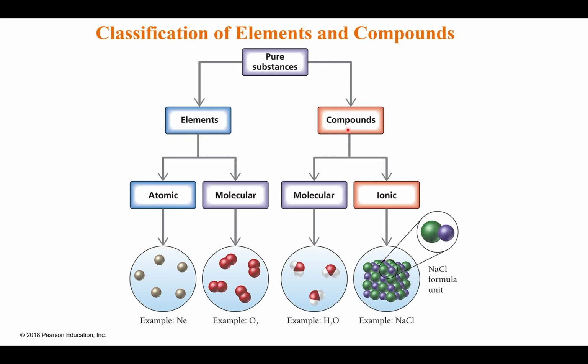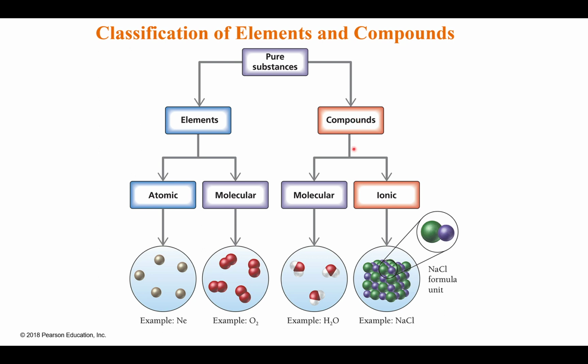Now, if the element is made out of only a single atom in nature as its basic unit, then we call it atomic. For example, neon exists in nature as Ne. That's a single atom as its basic unit. Whereas oxygen gas exists in nature as O2. It does not exist as O. Therefore, it is molecular. So if you have two or more atoms as the representation of a basic unit, then it's molecular.